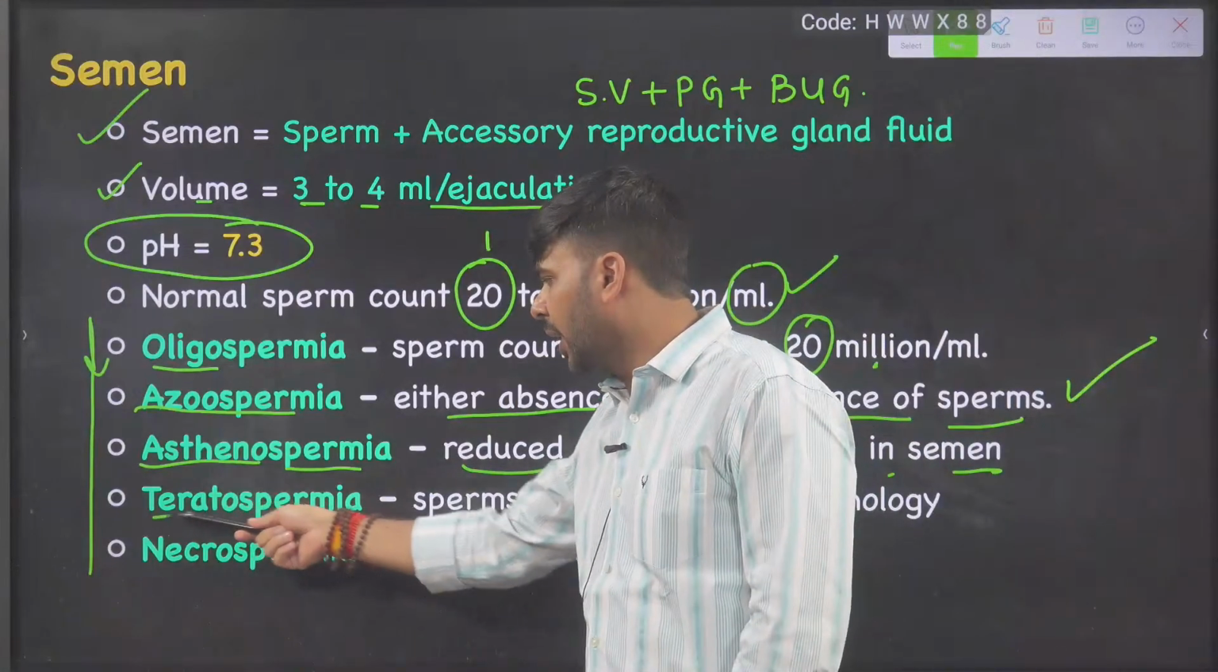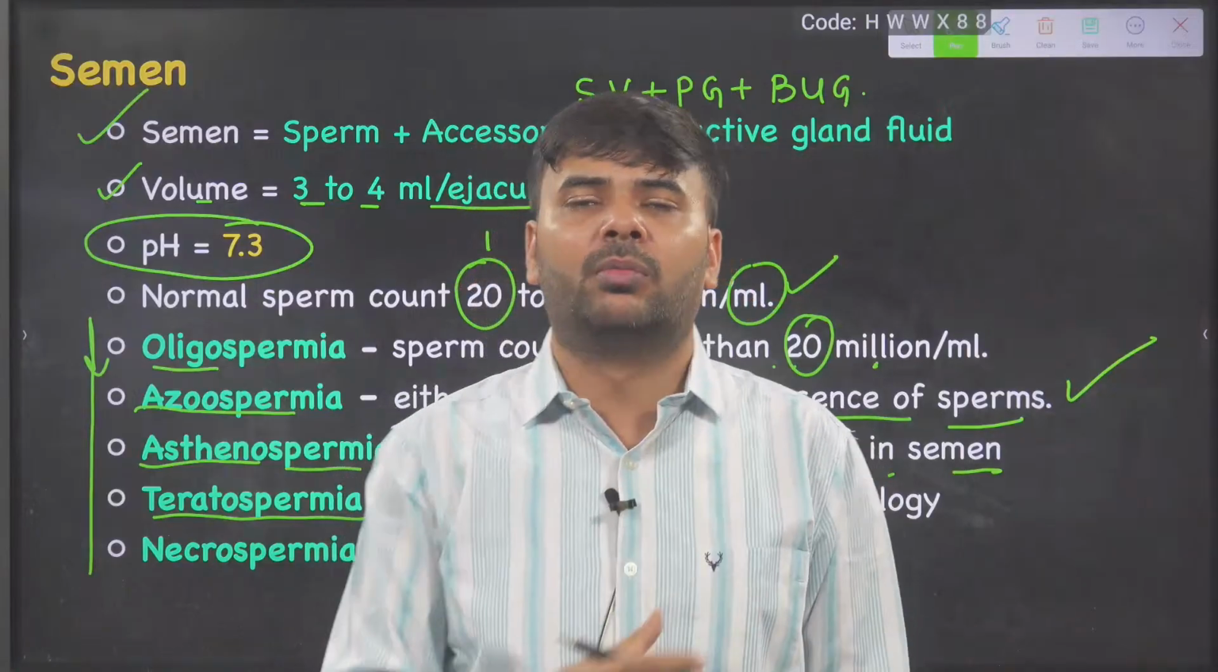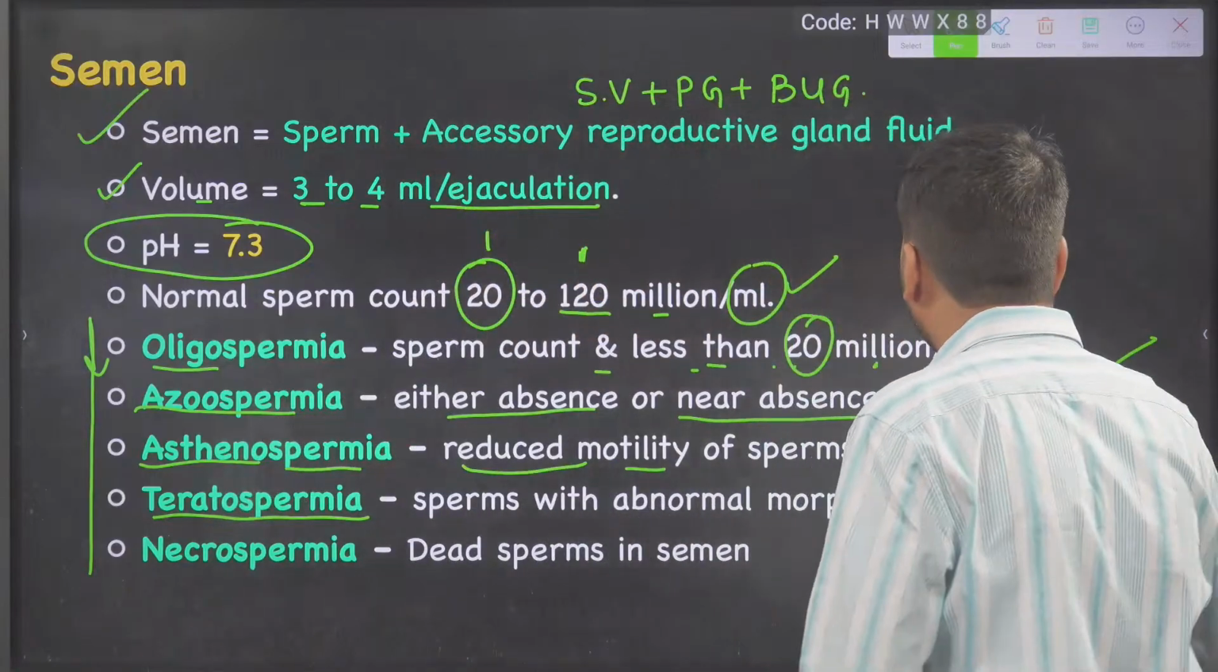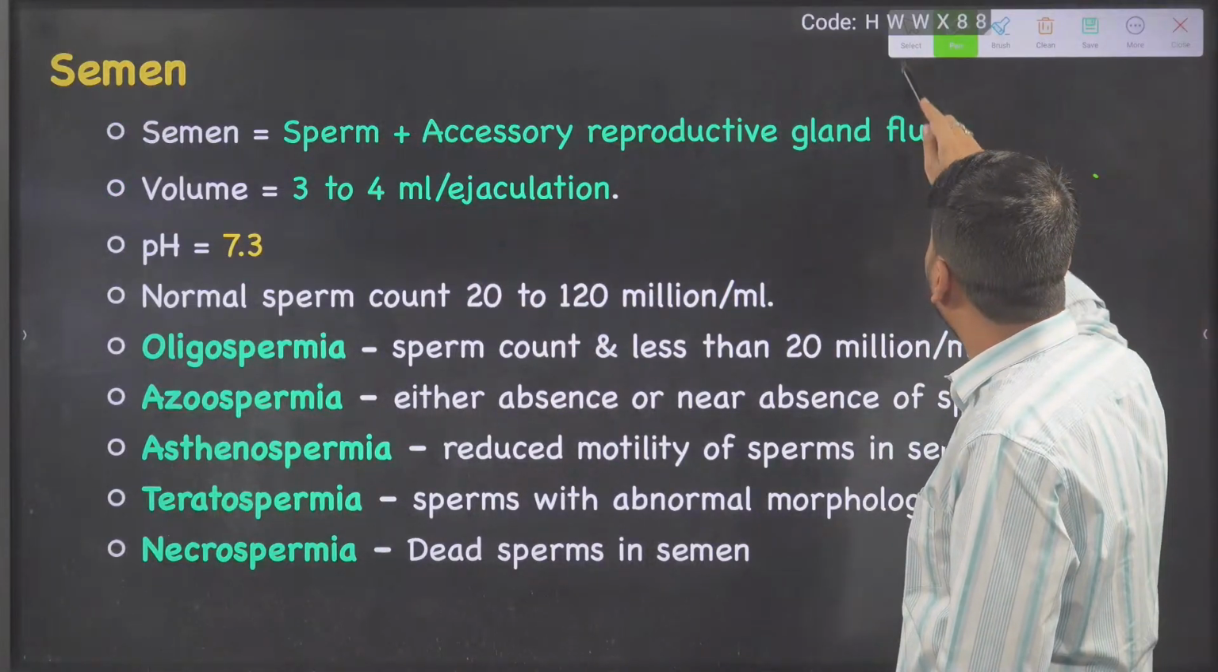Then go to teratospermia. Sperms are not of normal morphology. What is the normal morphology of sperm? This one. Here you can see the normal sperm.